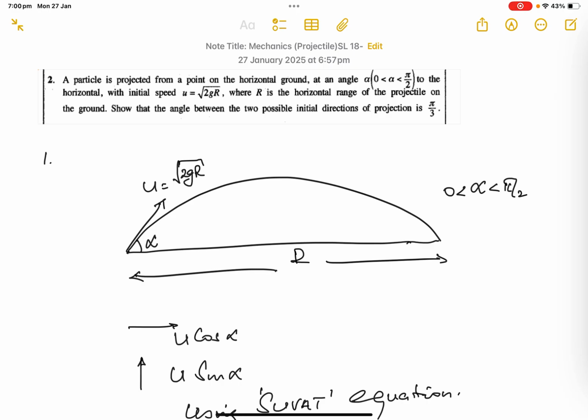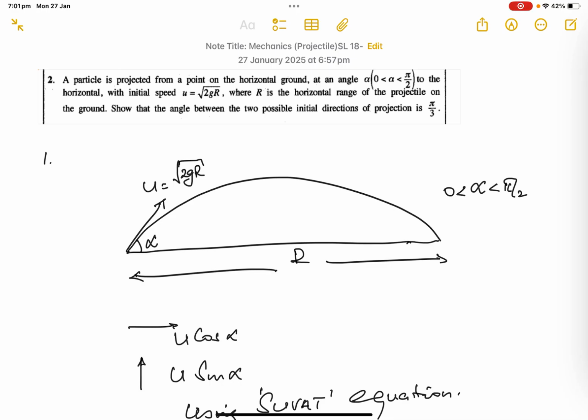A past question on projectile mechanics. A particle is projected from a point on a horizontal ground at an angle alpha. Alpha is between 0 and pi by 2, an acute angle to the horizontal, with initial speed u equal to the square root of 2gR, where R is the horizontal range of the projectile on the ground. Show that the angle between the two possible initial directions of projection is pi by 3.